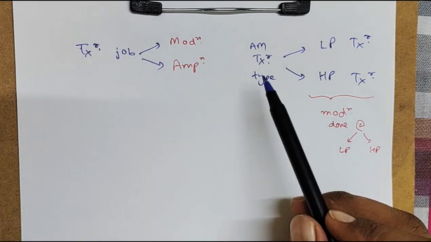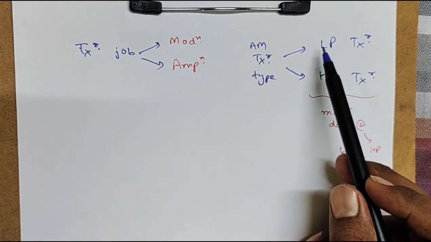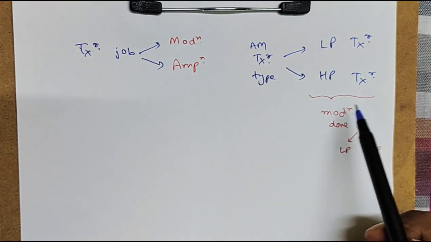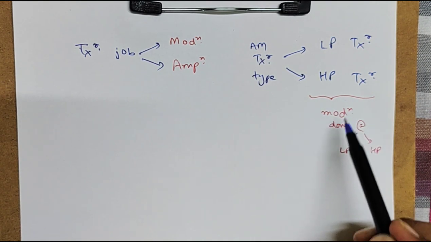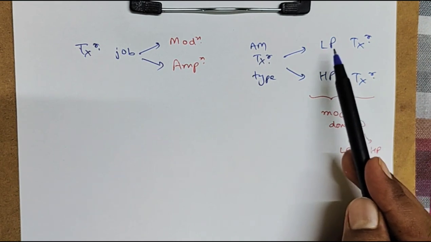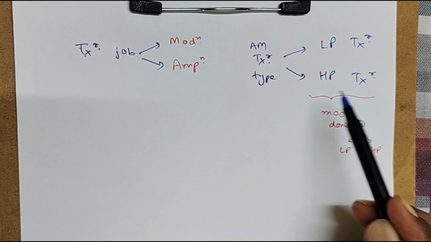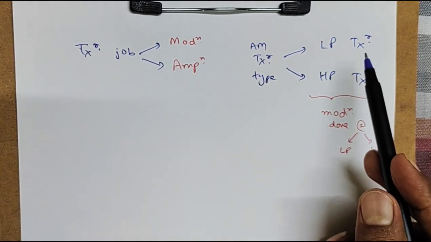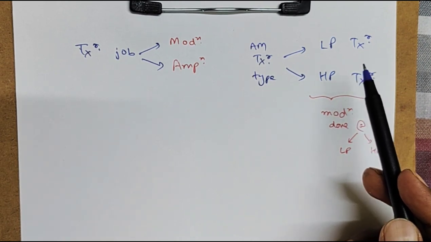Next is, what are the types of AM transmitter? There are two types: low power transmitter and high power transmitter. How are we categorizing this? These are categorized based on the modulation. If modulation is done at low power, then the corresponding transmitter is a low power transmitter. If modulation is done at high power, then it is a high power transmitter. So these are the two categories of AM transmitters.